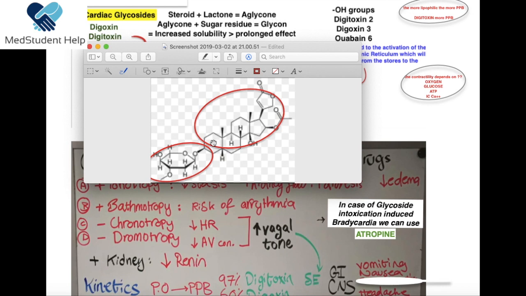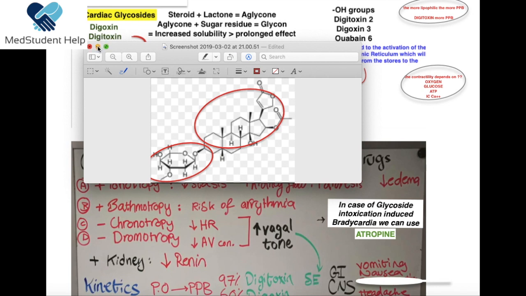Now, when we add a sugar part to the steroid, this is going to become a glycoside, right? So sugar plus the aglycone part, which is made of the steroid rings and the lactone ring, is going to give us the glycoside. So the whole thing is called the glycoside. This is the cardiac glycoside chemical structure.